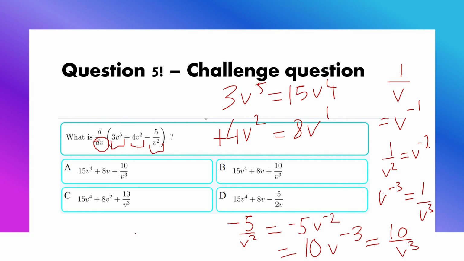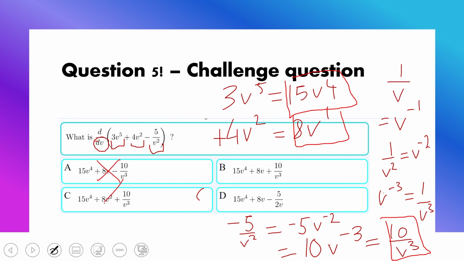So now I have individual derivatives, right? So individual derivatives, here I have 15v to the power of 4, 8v, and 10 divided by v cubed. So the answer to this question would not be this, or this, but would be this. Because when you combine it, it becomes 15v to the power of 4 plus 8v plus 10 over v cubed. Right? Simple. And that's it for today's lesson.